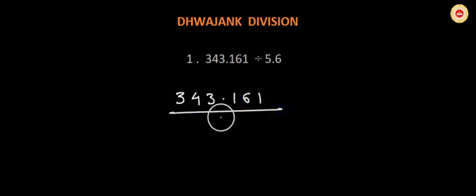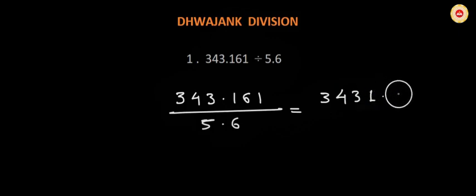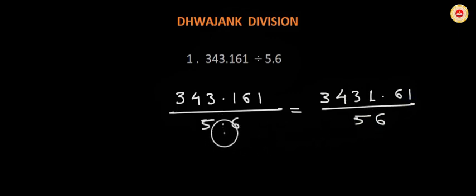343.161 upon 5.6. Let us shift this decimal point rightwards by one place. 343. Let us shift this decimal point rightwards. So write 1 in the integer part, give the decimal point and write 61. 5 and 6. We have shifted the decimal point rightwards by one place. So 56 is a whole number now.